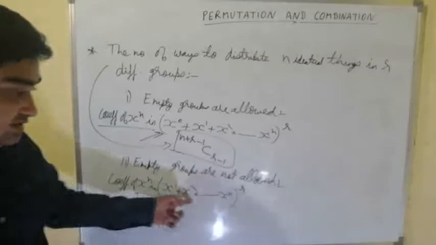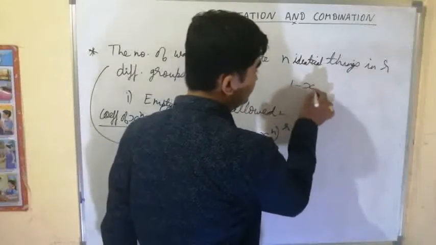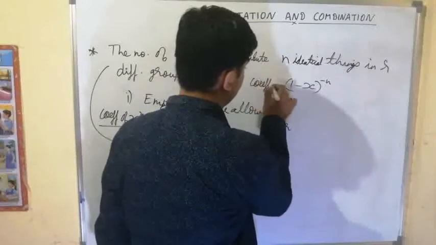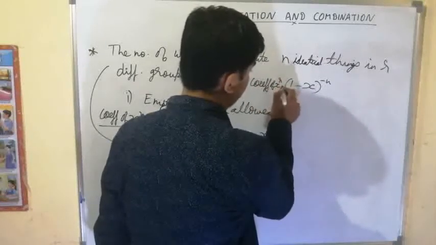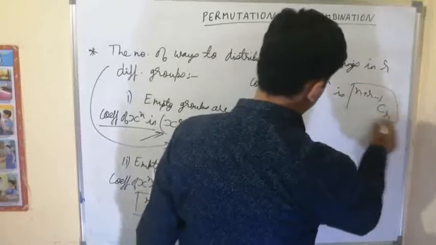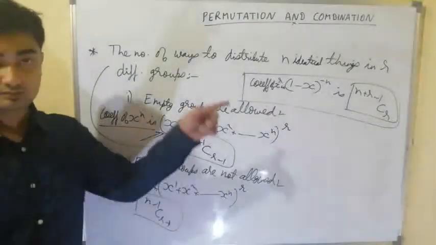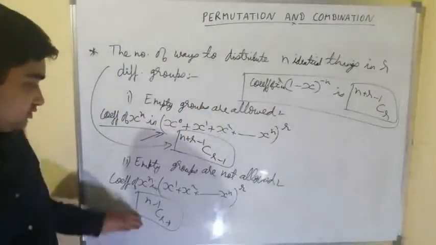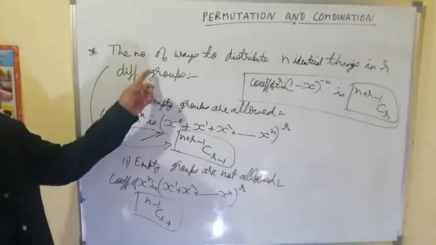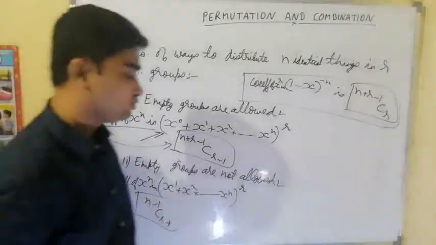How are we doing this? It is a GP. Apply the formula for GP, and then one more very important thing we have to remember: in 1 minus x power minus n, the coefficient of x power r is n plus r minus 1 c r. Applying this, we can find the coefficient of anything. So directly we can learn: if empty groups are allowed, it is n plus r minus 1 c r minus 1. If empty groups are not allowed, it is n minus 1 c r minus 1.